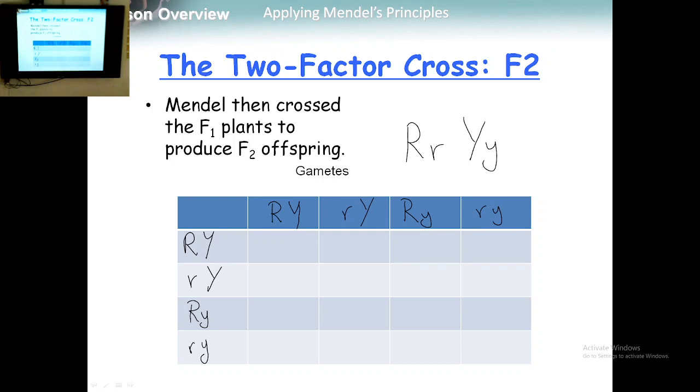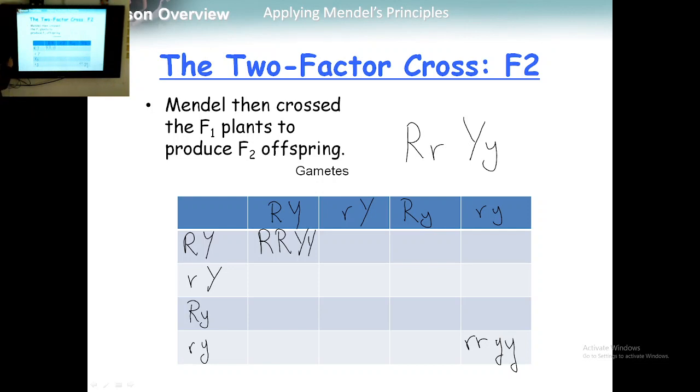For the offspring, you need to find the mating, R capital, R capital, Y capital, Y capital. This is the first offspring. You have to fill in all of the Punnett square to find out the last one, which is R small, R small, Y small, Y small. So your answer will be correct if you find the first one, R capital, R capital, Y capital, Y capital, and the final offspring, R small, R small, Y small, Y small.